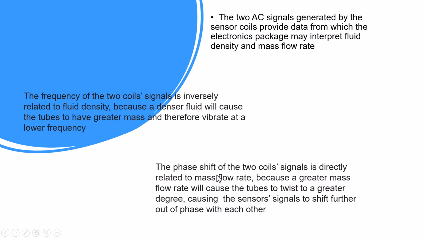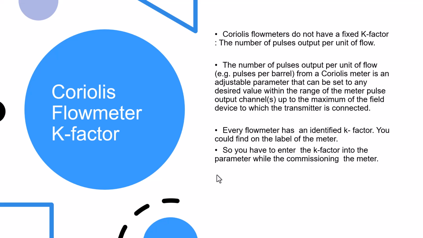The Coriolis flowmeter has a K-factor. This K-factor is not fixed, but every flowmeter has an identified K-factor you can find on the label of the meter. The K-factor equals the number of pulse outputs per unit of flow. So if you commission a new meter, you have to enter the K-factor into the parameters.